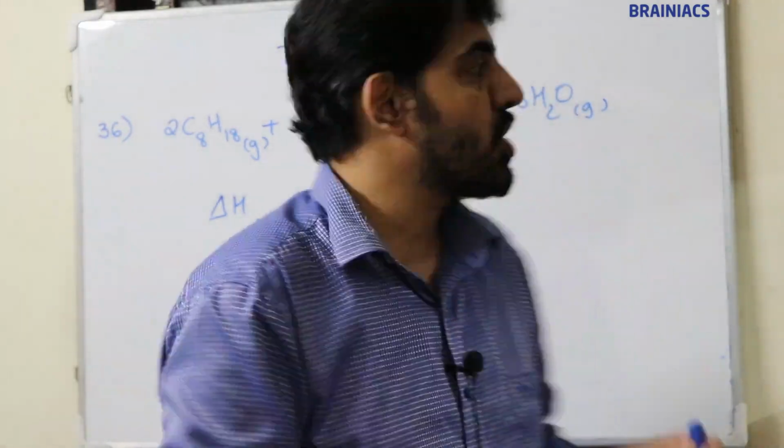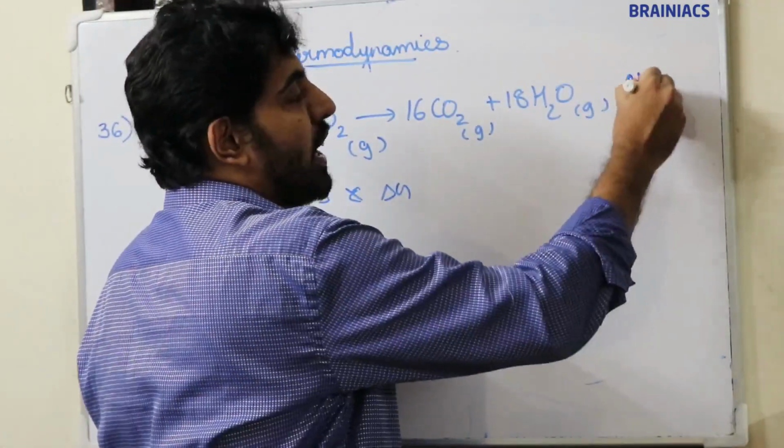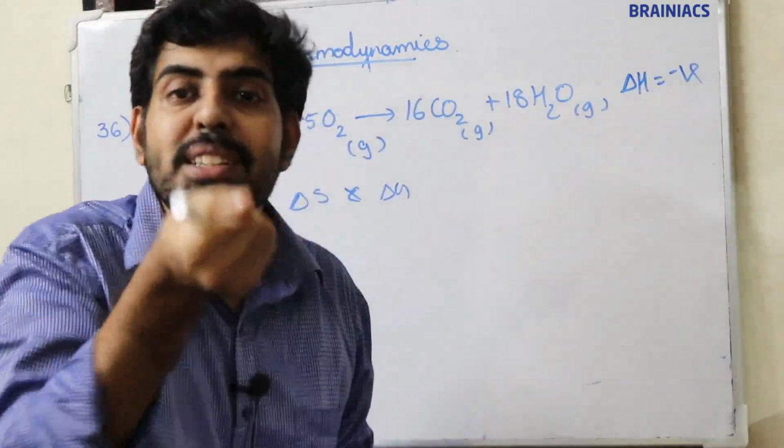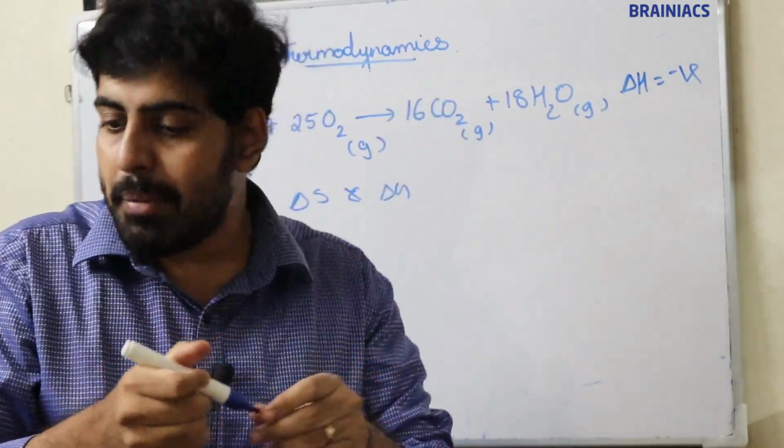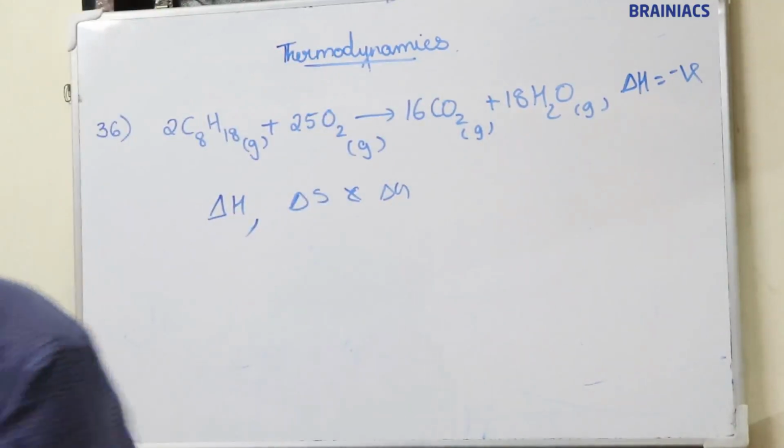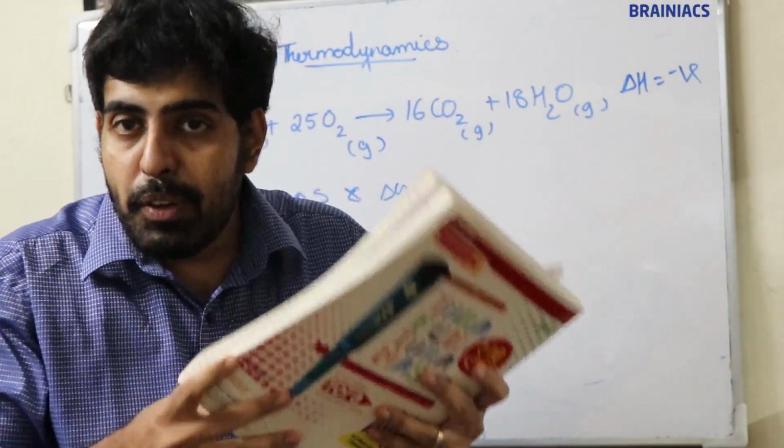For a combustion reaction, delta H is always negative, because if you burn something, energy will be released. For example, if you are burning this paper, if you are burning this book, enthalpy will be released, right?